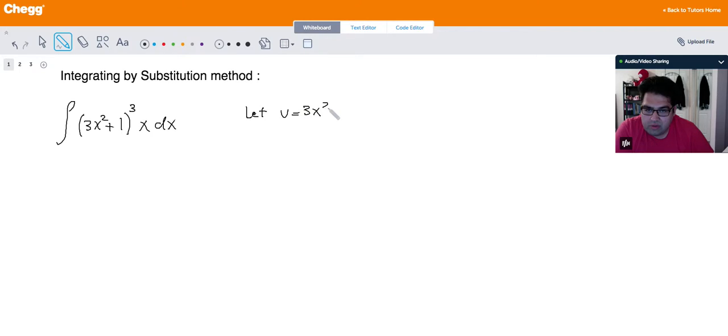equal 3x squared plus 1, and then if I take the differential of both sides, du is going to be 6x dx. So I need to find a substitution for each part here in terms of u. So I chose this part as u. Now I'm looking for a substitution for the x dx. If I divide both sides here by 6, I would get a substitution for x dx in terms of u. So this is going to be 1 over 6 du.